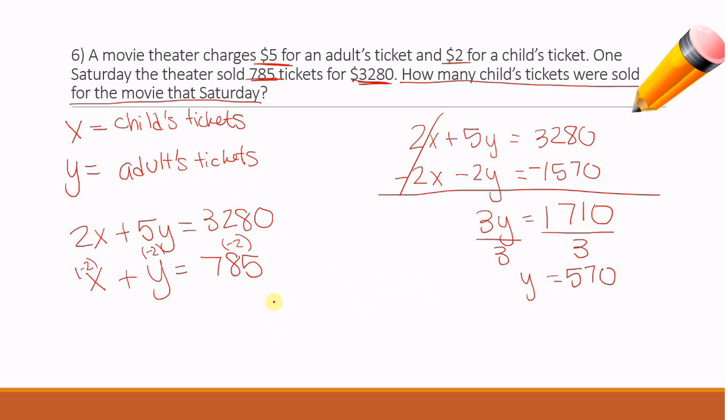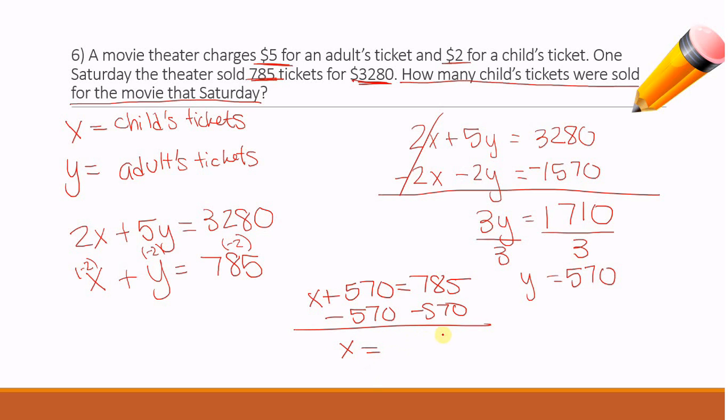So now let's figure out how many children tickets. So let's pop it into the bottom equation. It's the easiest numbers to mess with. Solving for x, I need to subtract 570. And we should get 215. So to answer the question, how many children's tickets? 215 children tickets were sold.